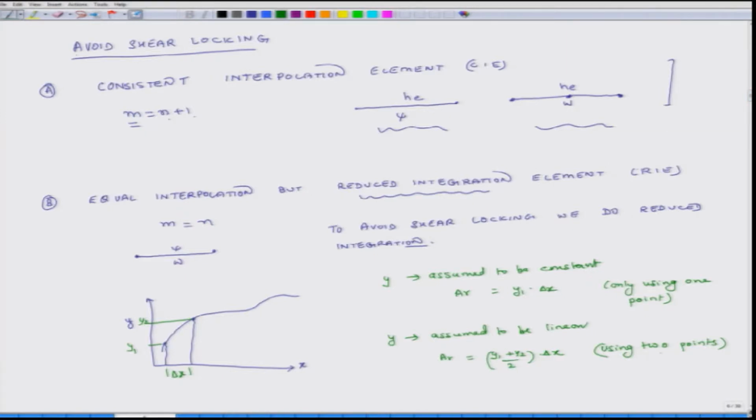Okay. So that is how we accomplish reduced integration. We reduce the level of integration on specific terms, but when we are doing interpolation, we still have the same number of functions. This method is called the reduced integration method, and the element on which this is carried out is called a reduced integration element.